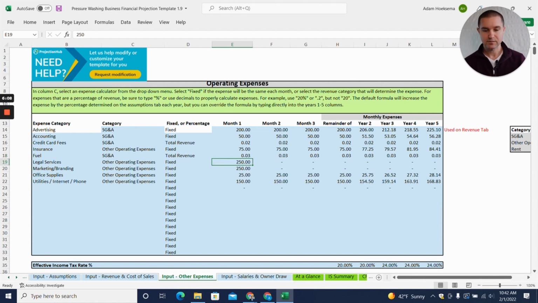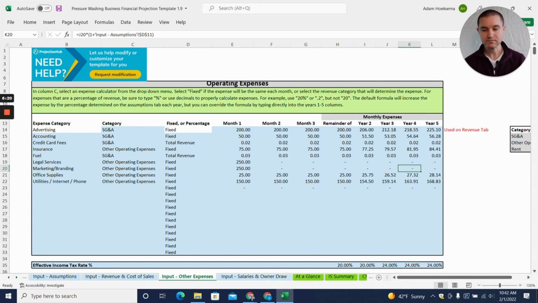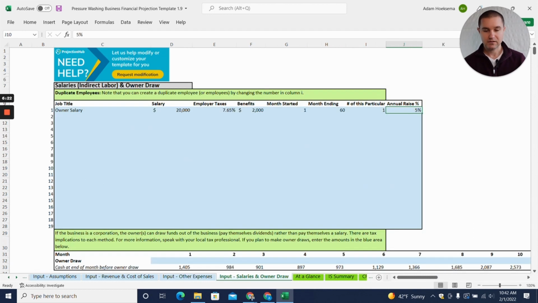And then we have some one-time startup costs, $250 for legal services, maybe some marketing and branding, a logo for $250 just in month one, but then we have zeros for the future months. And over here, you can see we have a salary. We're assuming the owner's going to take a $20,000 salary. And then, of course, the profits will be yours too. If there's additional profits at the end of the year, you can take those as well.